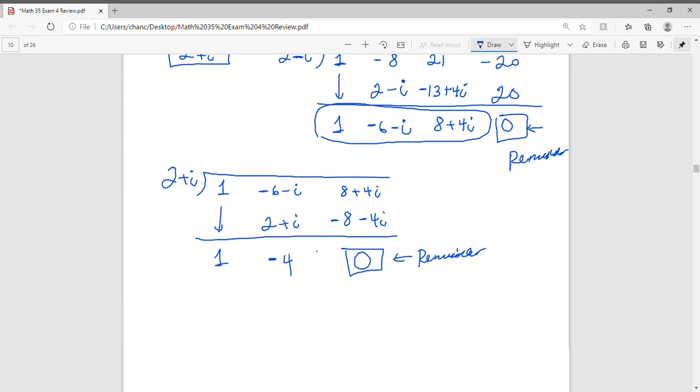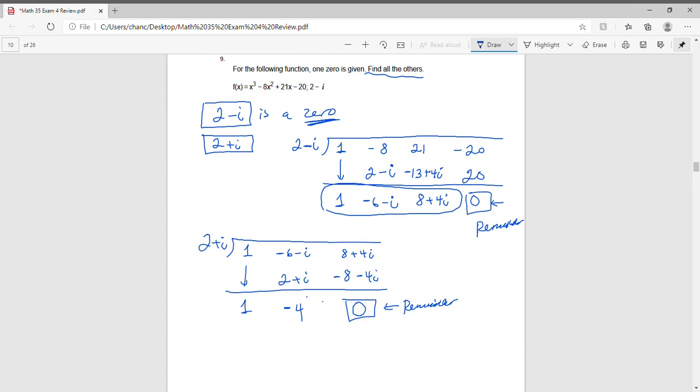Now, what does this tell me? It tells me that this is a factor of our original polynomial. What this means is x minus 4 is a factor of our original polynomial f of x. Since x minus 4 is a factor, this implies that x equals 4 is a 0.